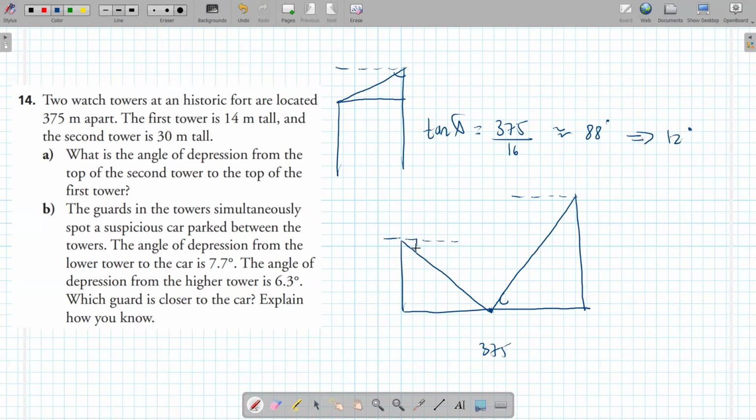So now this angle is 7.7. And then from the upper, it is 6.3. All right. And we know this was 14. That was 30. Which guard is closer to the car? Explain.